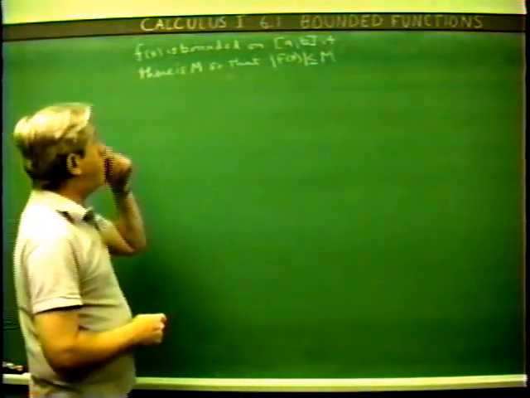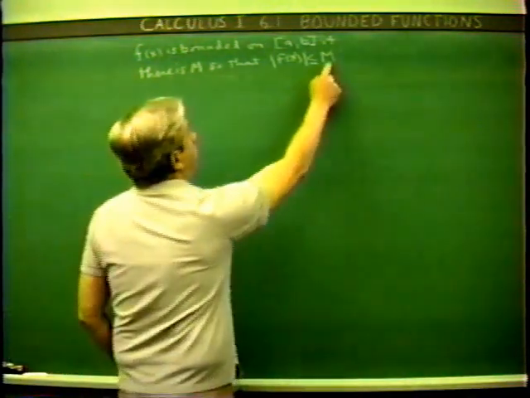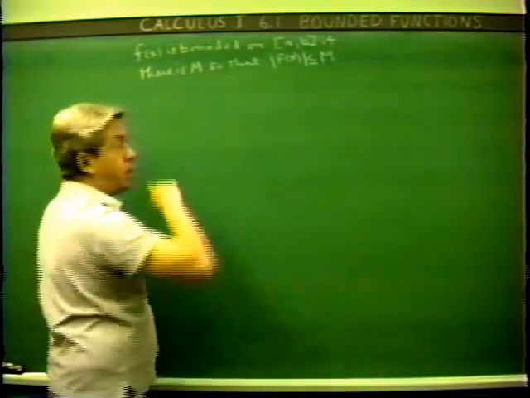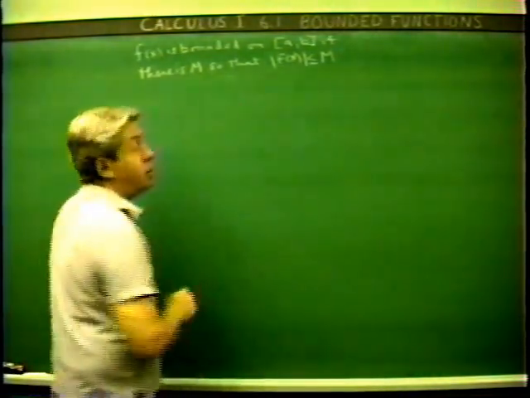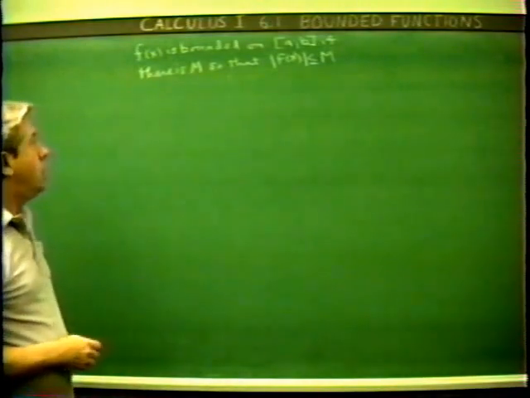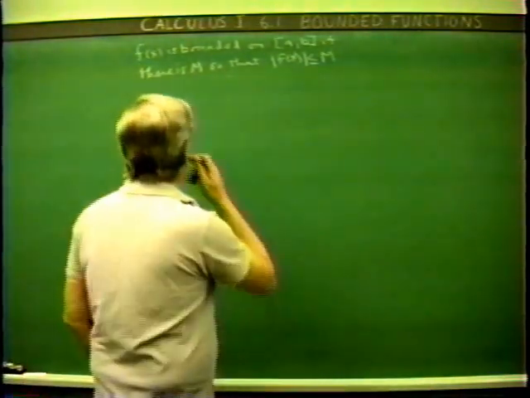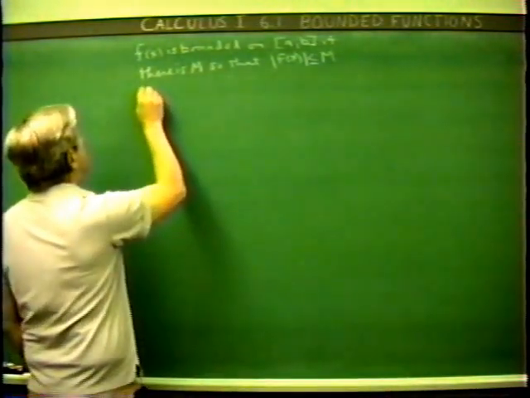It'll be said to be bounded above if f of x is less than or equal to some number m, and it'll be said to be bounded below if f of x is greater than or equal to a number minus m.